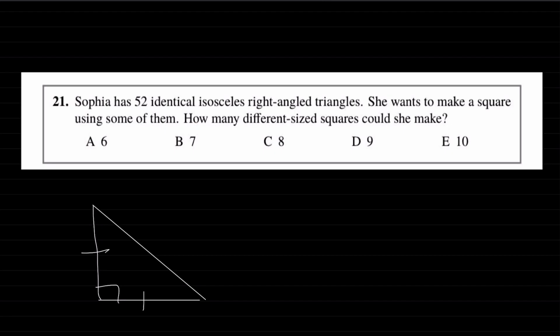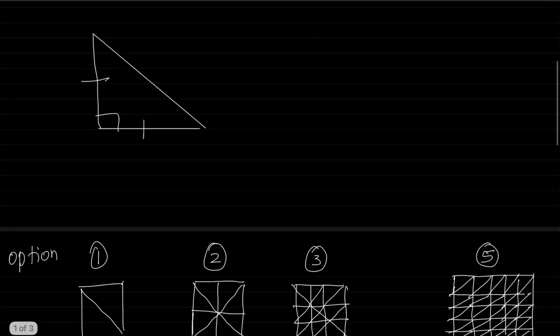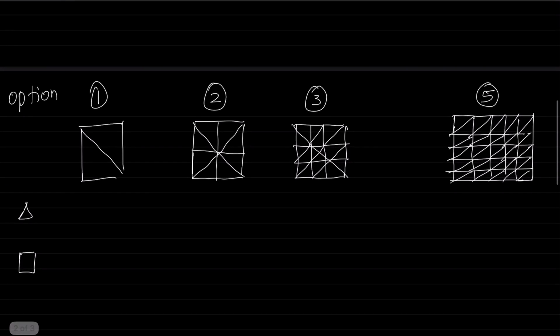Okay, let's take a look. So the first thing we could do here is just sketch out the different options that she has, right? So the first way that you can make a square from an isosceles right angle triangle is simply by placing them next to each other like this. So this would be two of those triangles making one square.